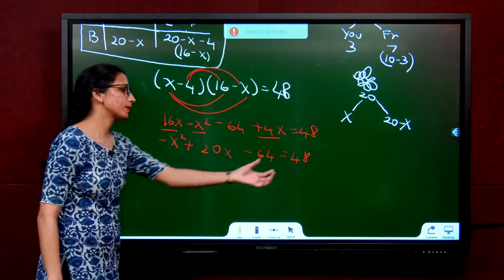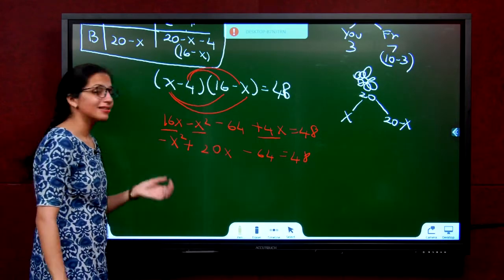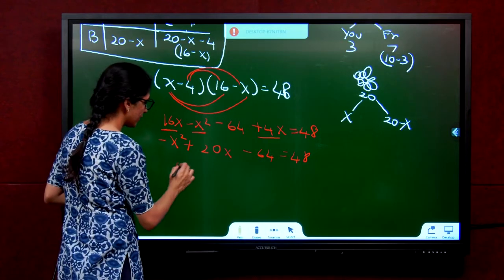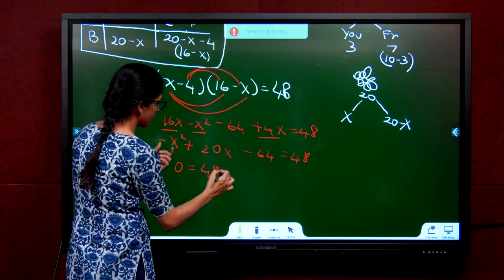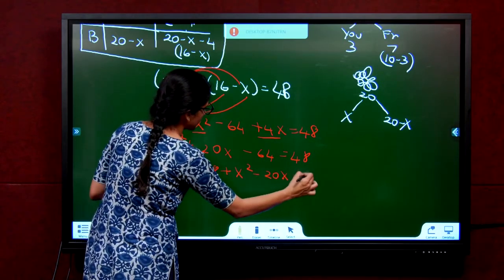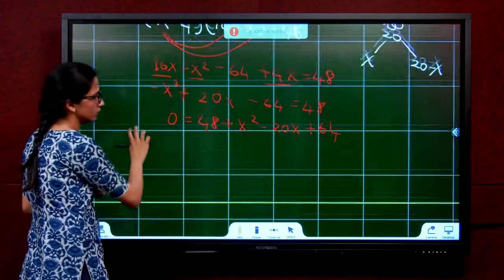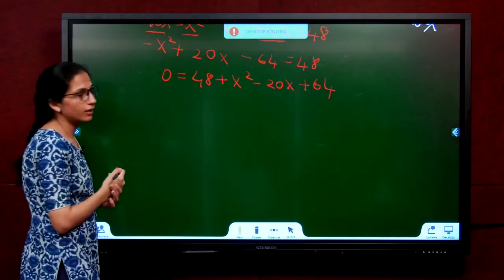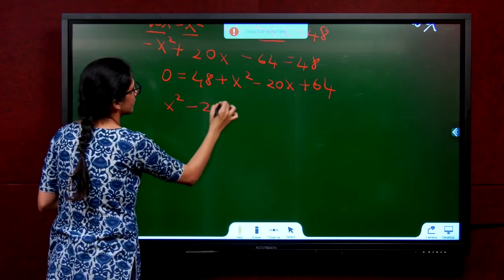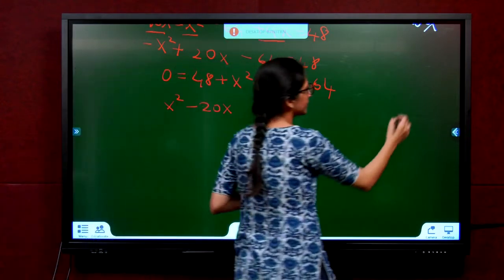You have two choices: bring 48 here or send everything to that side. Since I want my x square term to be positive, I'll send everything to that side. 0 is equal to 48 plus x square minus 20x plus 64. So now what happens? x square like that only, minus 20x, 48 plus 64.